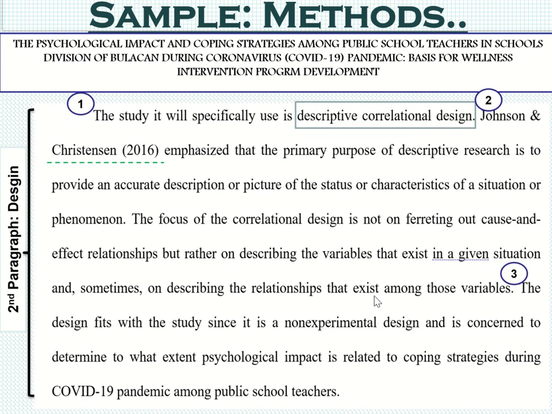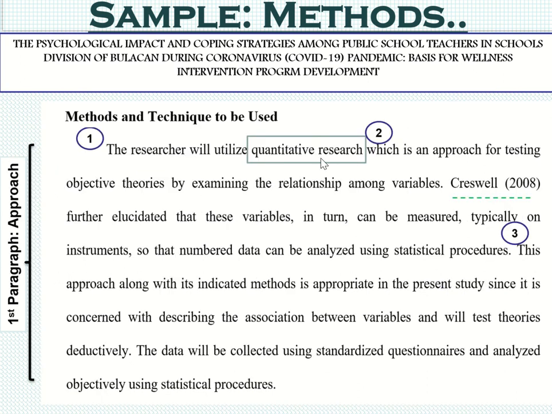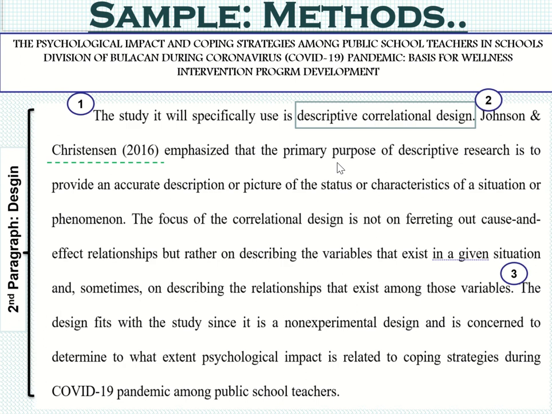So second paragraph is about research design. So this is just a continuation, methods and techniques to be used pa rin tayo. So second paragraph is about the specific research design. So yung number 1, we have indicated here the specific research design naman. Okay, research design na tayo. Kung kanina here in this example is about approach, in this paragraph, research design naman. So specify the research design that you will be using.